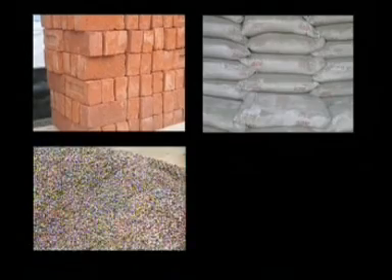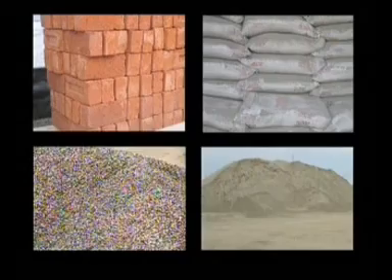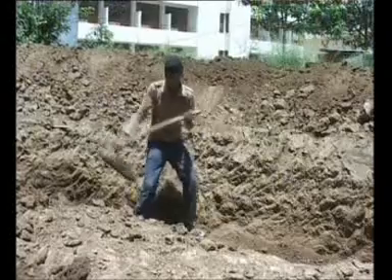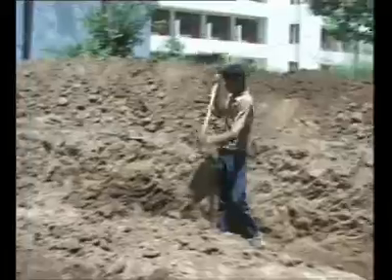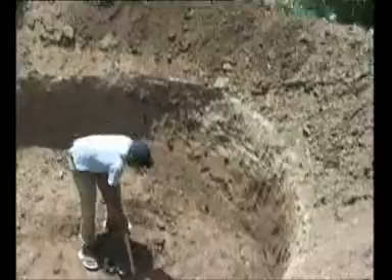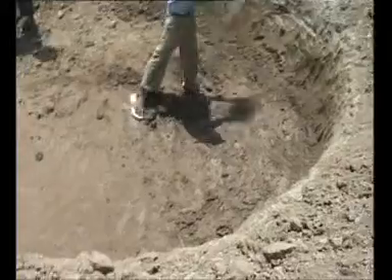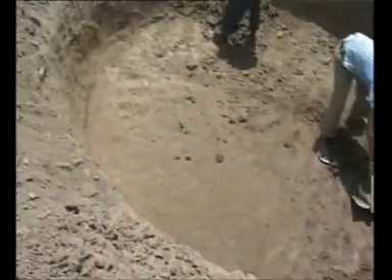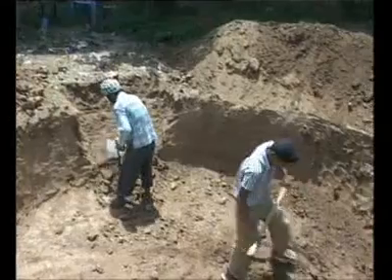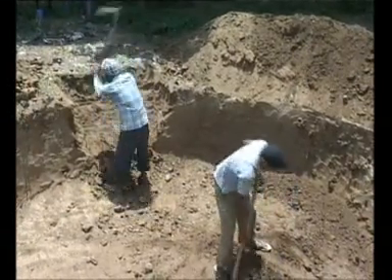Once the construction material is procured, we start construction of the biogas plant. Firstly, we dig a circular pit for the construction of the digester of the biogas plant. Another pit is dug by the side of the main circular pit for the construction of the outlet of the plant. The digester pit is dug 3.5 feet deep.